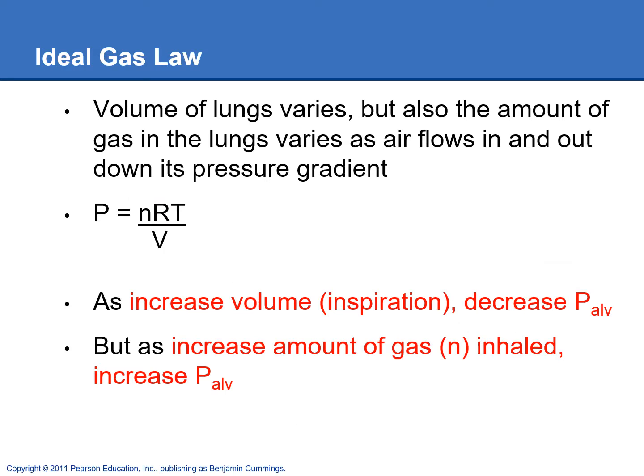So we also have to consider the amount of gas in the lungs as well. So we're going to use the ideal gas law. The ideal gas law is just a modification of Boyle's law. So you can see we have Boyle's law with the pressure and the inverse relationship to the volume. And then the only other thing that we're adding here is the N, which is the amount of the gas that's in the lungs. We're going to ignore the R and the T. R is a constant and T is temperature, but we're not going to be changing the temperature of the air.